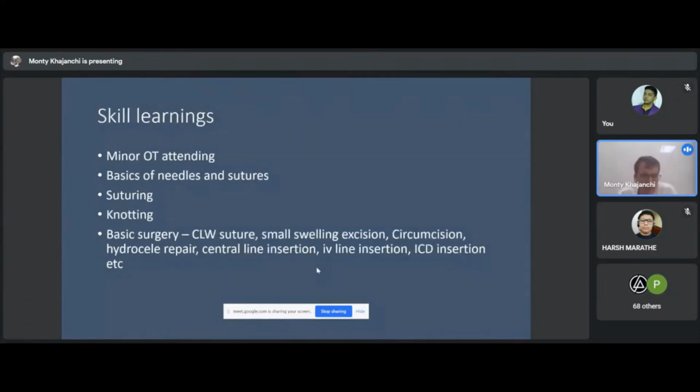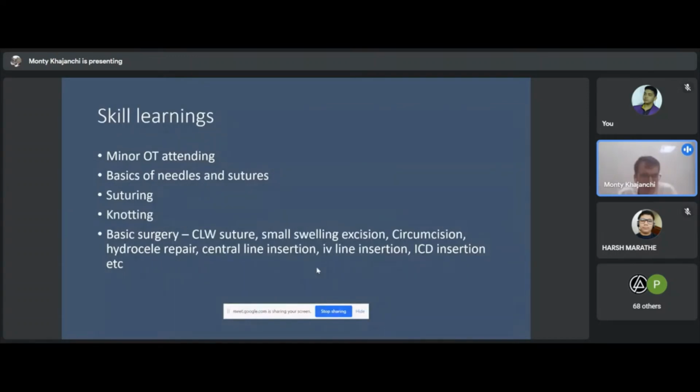So skill learnings again: minor OT attending, basics of needles and sutures. Look at what sutures are being used on the skin, on the fat. How is suturing being done? Look at the skill videos, YouTube videos. A lot of them are available. How is knotting being done? Do these basic things because they'll help you in your internship and if you take up surgery later on also.